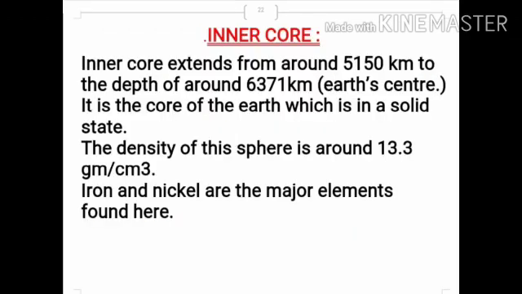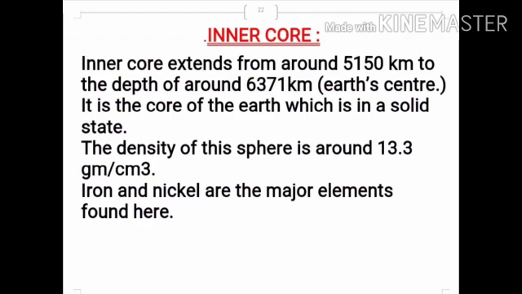Inner core. Inner core extends from around 5150 kilometers to the depth of around 6371 kilometers, that is Earth's center. It is the core of the Earth which is in a solid state. So children, in which state is the core of our Earth? It is in solid state. The density of this sphere is around 13.3 gram per centimeter cube.